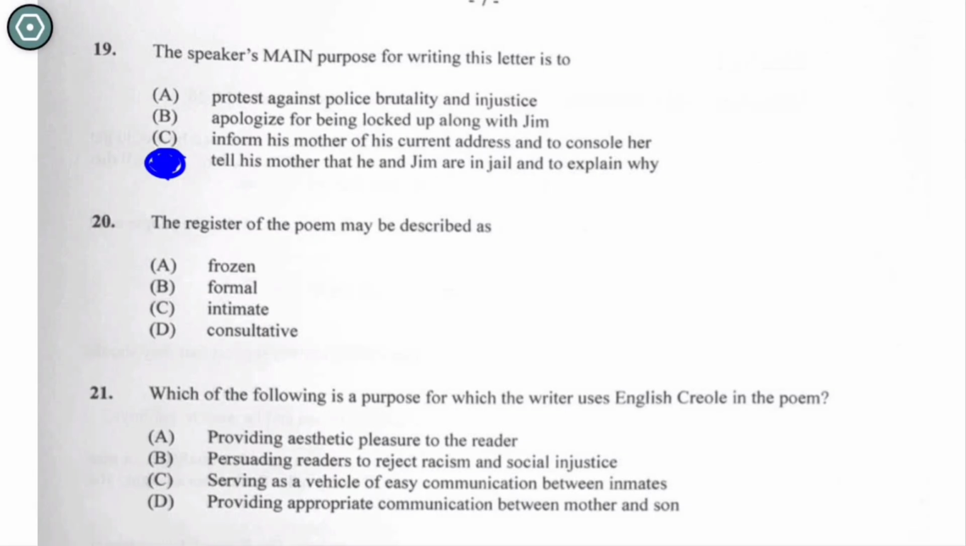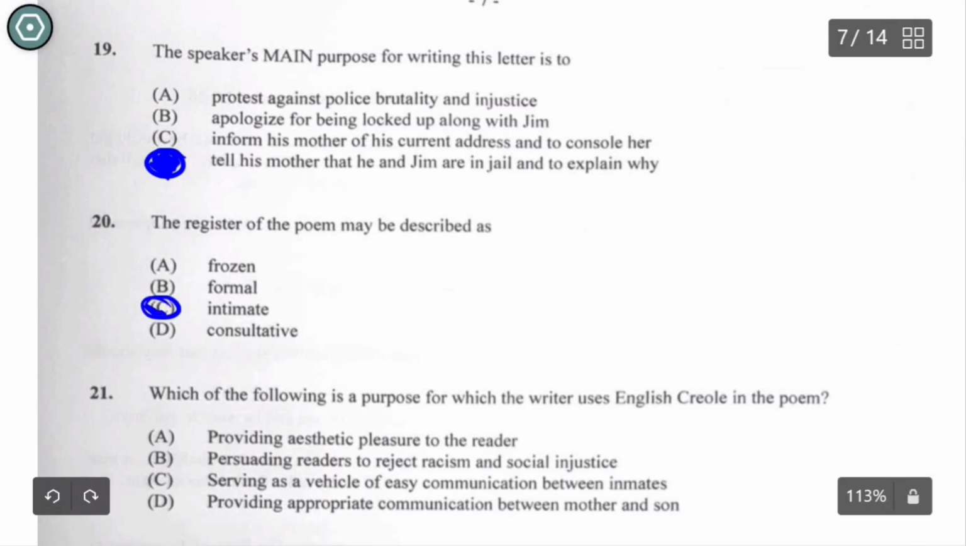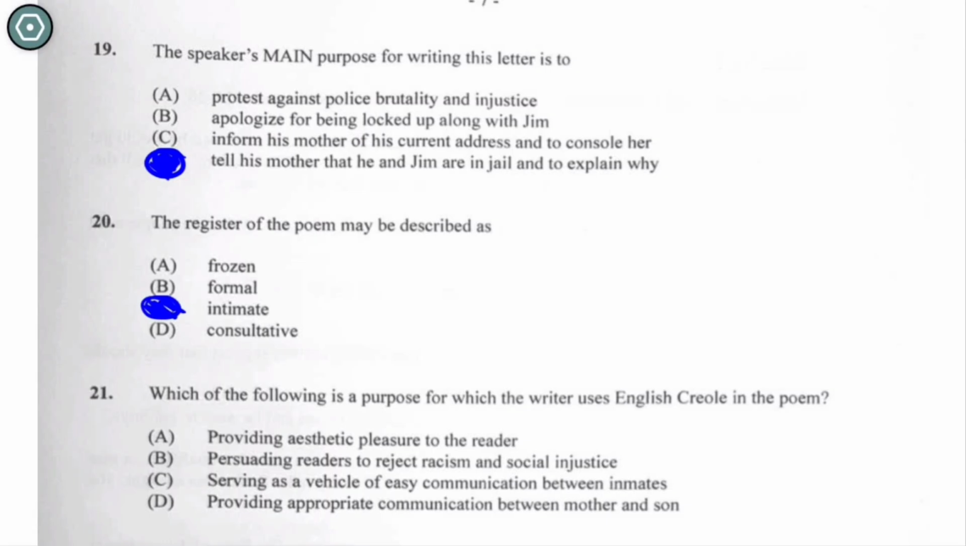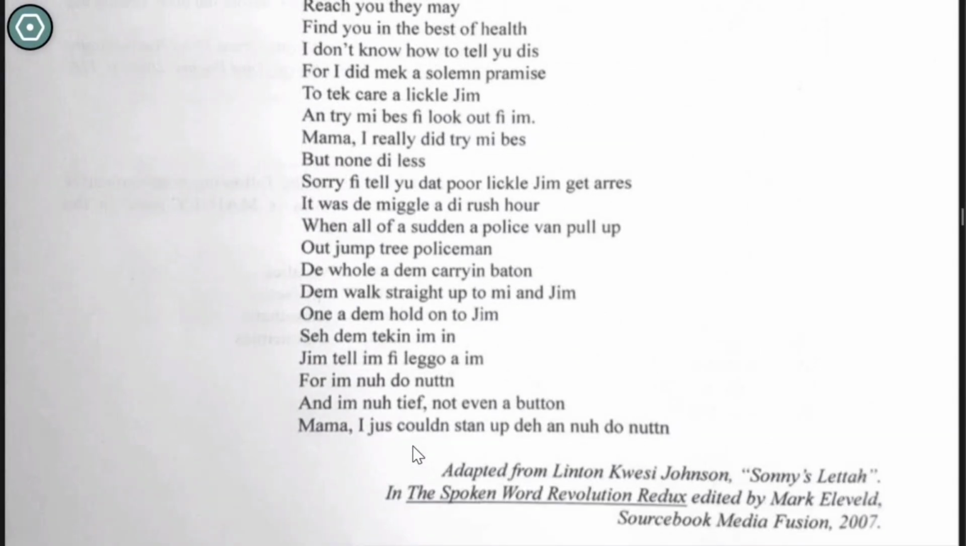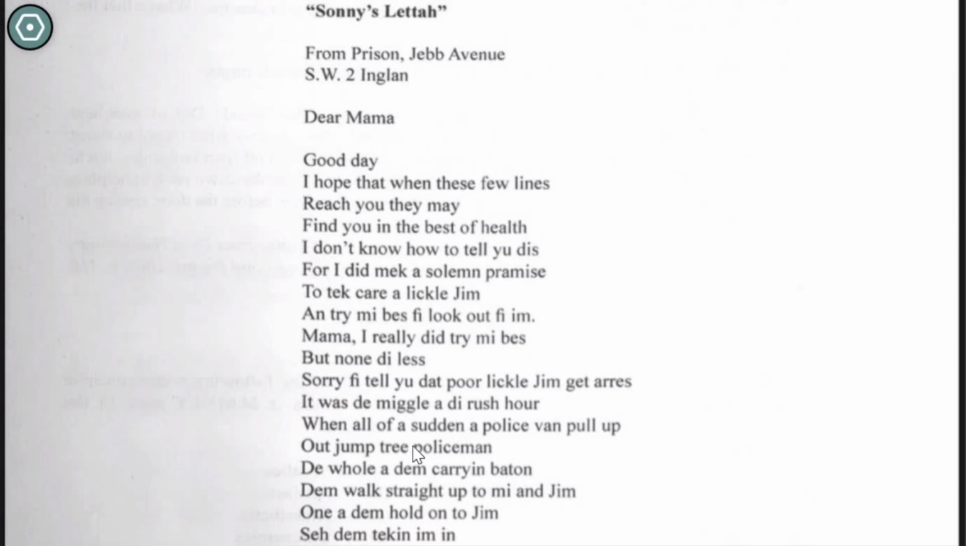Now the register of the poem may be described as consultative, intimate, formal, or frozen. I would go with intimate, between mother and son. It's definitely not consultative, it's not formal at all, and it's a bit too informal to be frozen. The register doesn't change. So that's what frozen really means. It's not really changing.